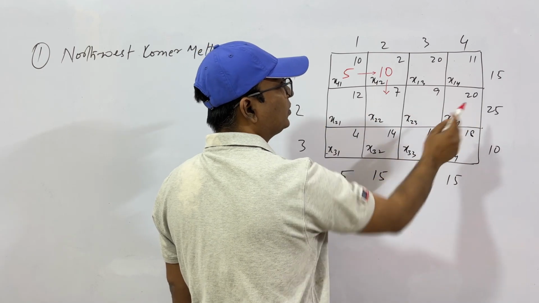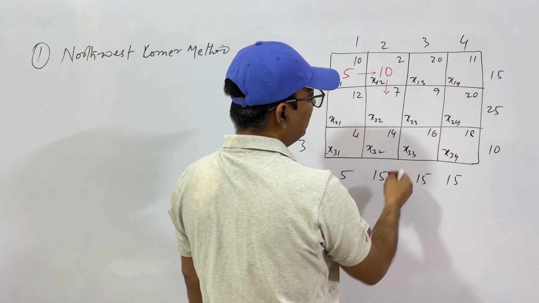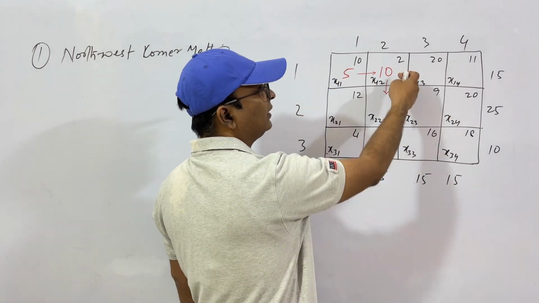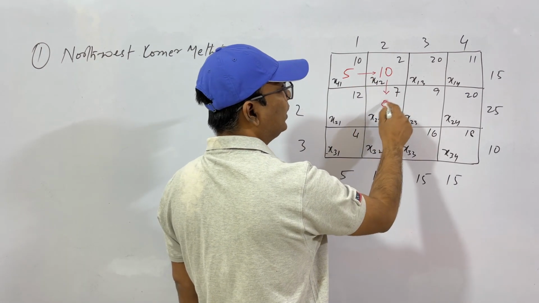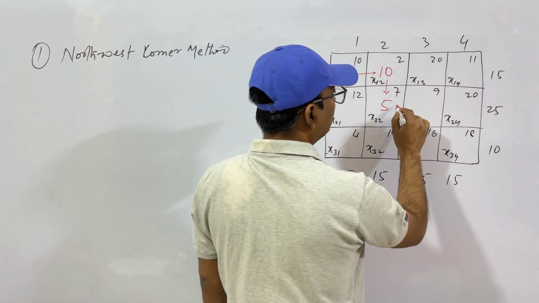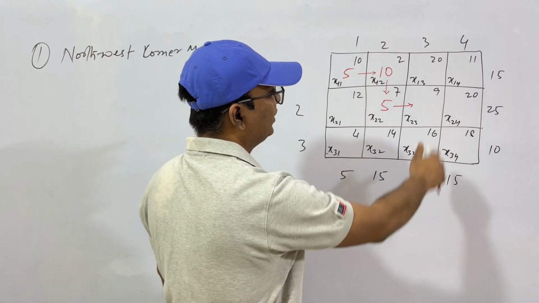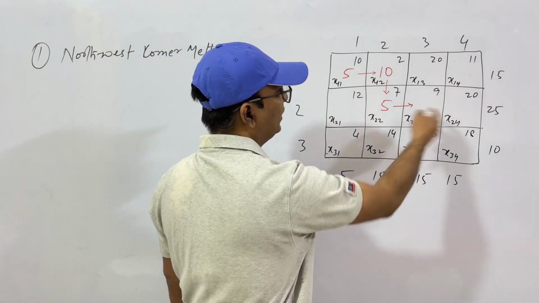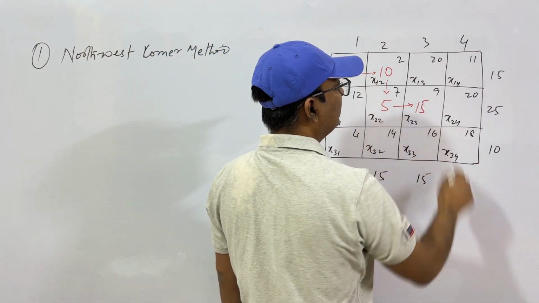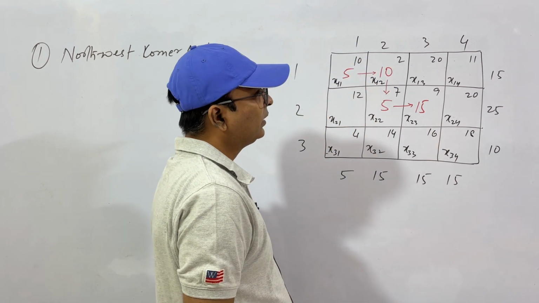The second unit can produce 25 units. What is demand left? See, total demand was 15. 10 we have given. Only left is 5. So you allocate it 5. Now you go to this side. When you go to this side, it produces 25 units. What is the demand? 15. You can allocate it from here. So you allocate 15. Okay.